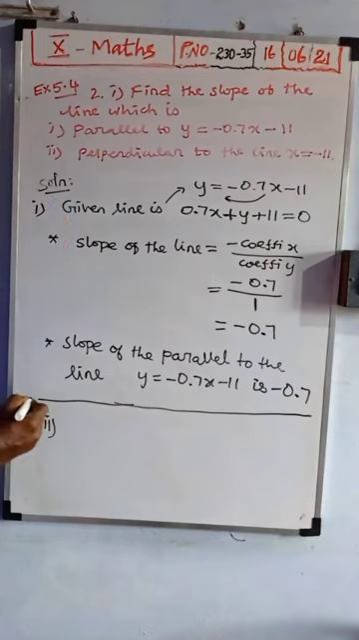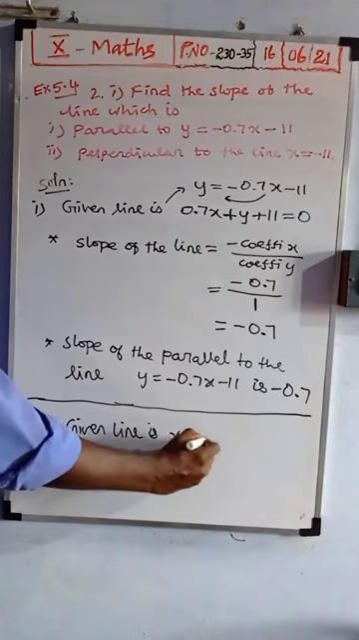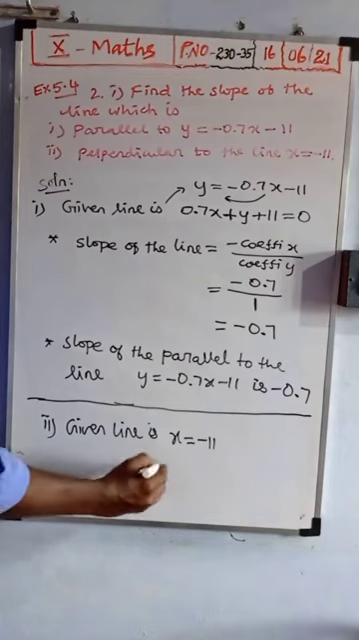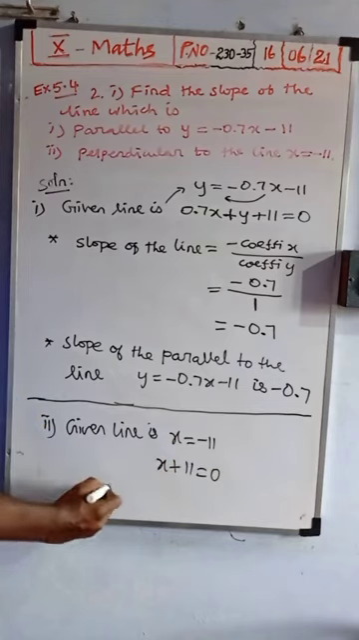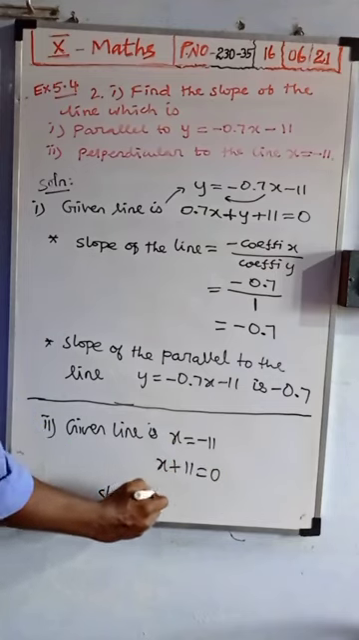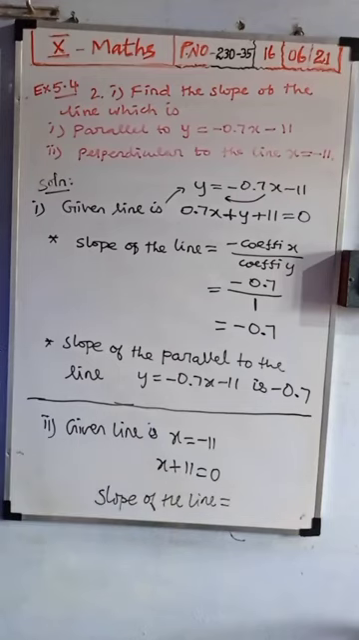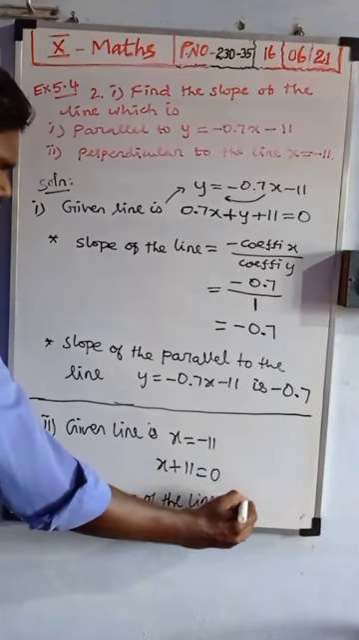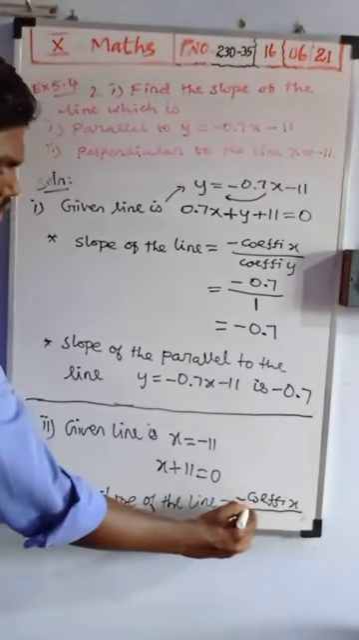Then the second point. The first given line is x is equal to minus 11. So you should change this into the form x plus 11 is equal to 0. Now the formula for the slope of the line: minus coefficient of x by coefficient of y.